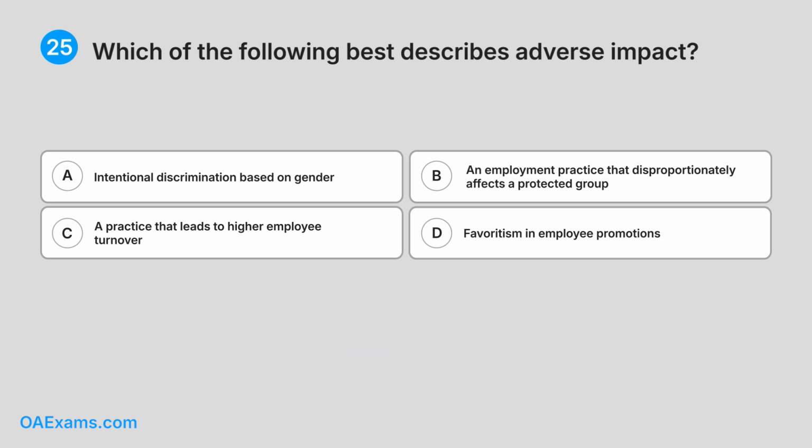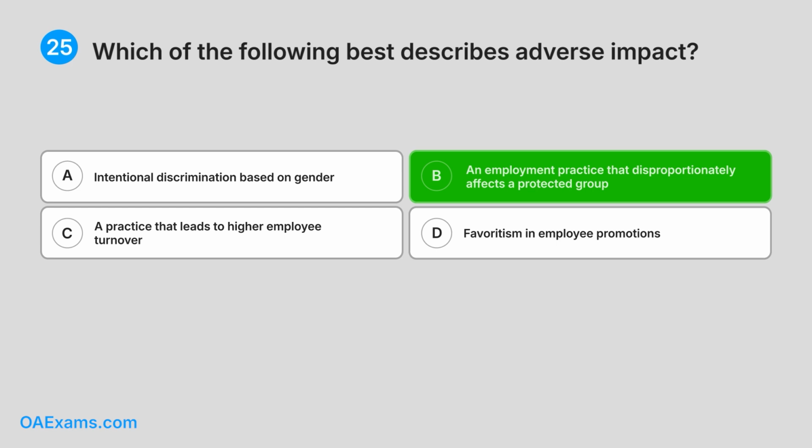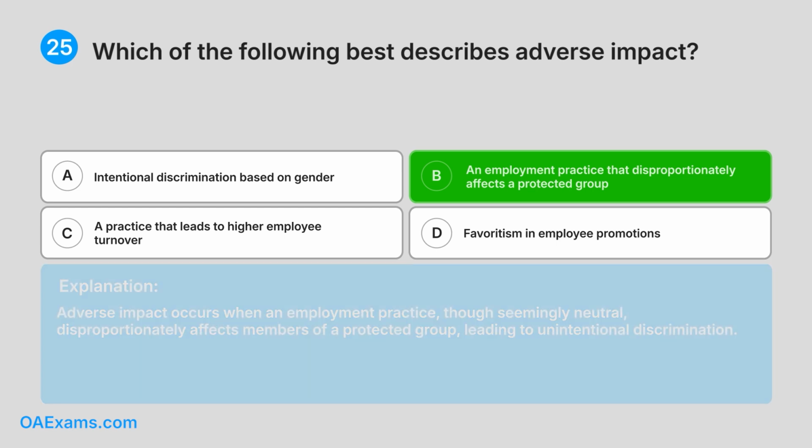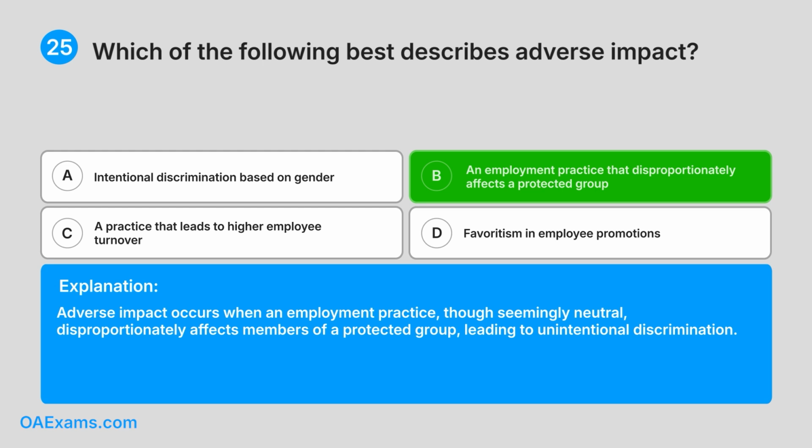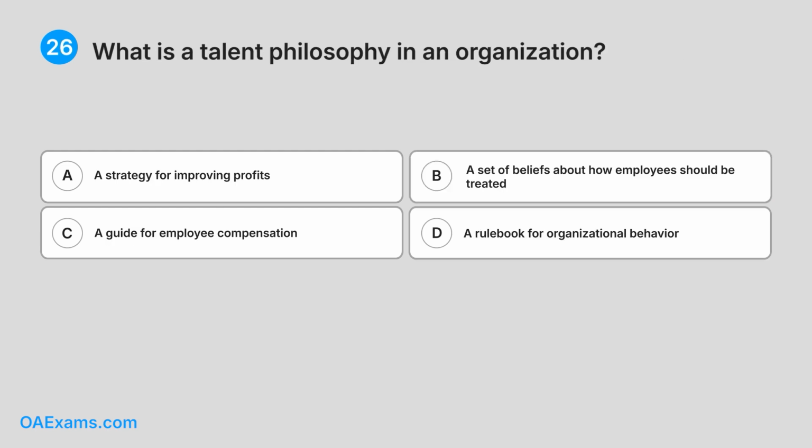Correct answer. B. An employment practice that disproportionately affects a protected group. Explanation. Adverse impact occurs when an employment practice, though seemingly neutral, disproportionately affects members of a protected group, leading to unintentional discrimination.